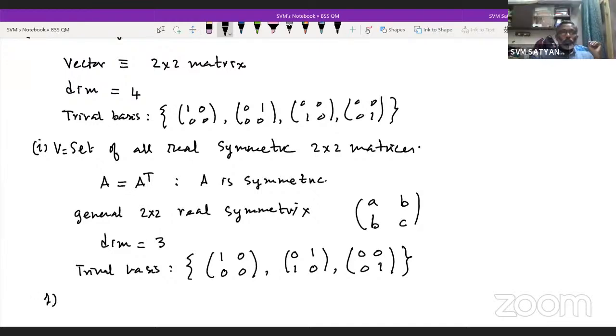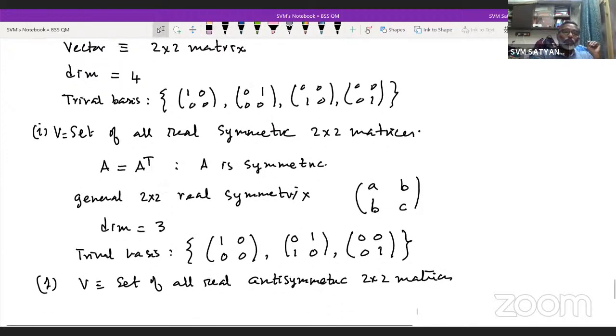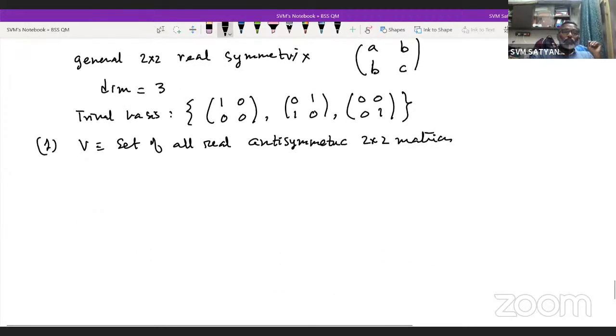Now let us look at the set of all real anti-symmetric 2 by 2 matrices. What is an anti-symmetric matrix? A transpose is equal to minus A.